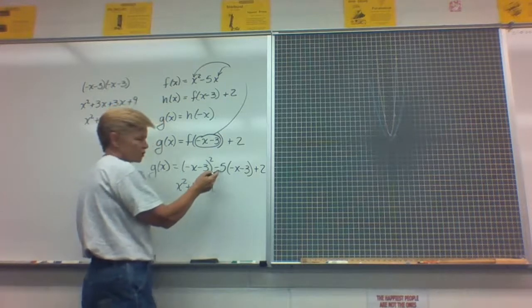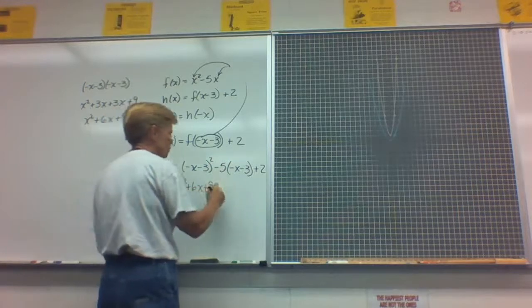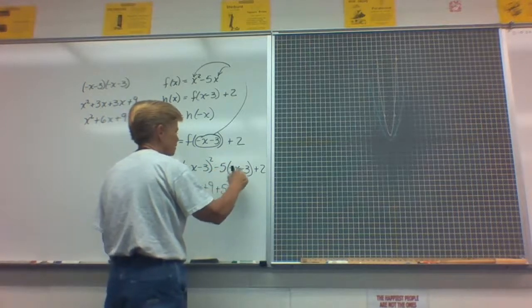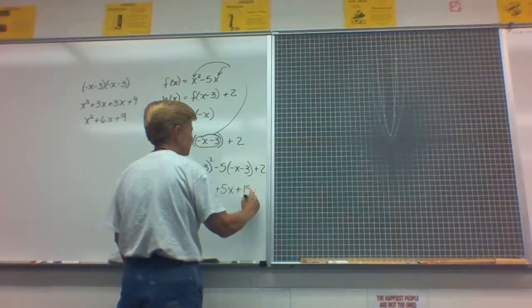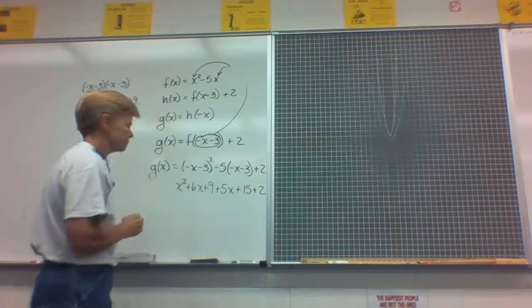Now I've got to distribute this negative 5. There's no squaring out here. I'm just ready to distribute, which gives me positive, because it's a negative times a negative, 5x, a positive 15 and a positive 2, that one tagging along the end after I distribute the negative 5.